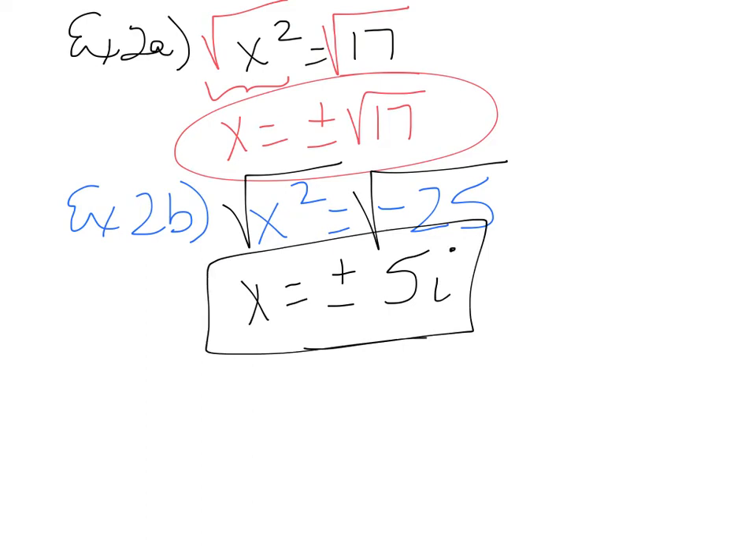Again, how many answers do we have? 2. So when you go to write your answer in MyMathLab, you will have to separate them. So you'll have your positive 5i and your negative 5i. Because again, the highest exponent is 2. So you have your 2 intercepts there. Cool. Let's do more.